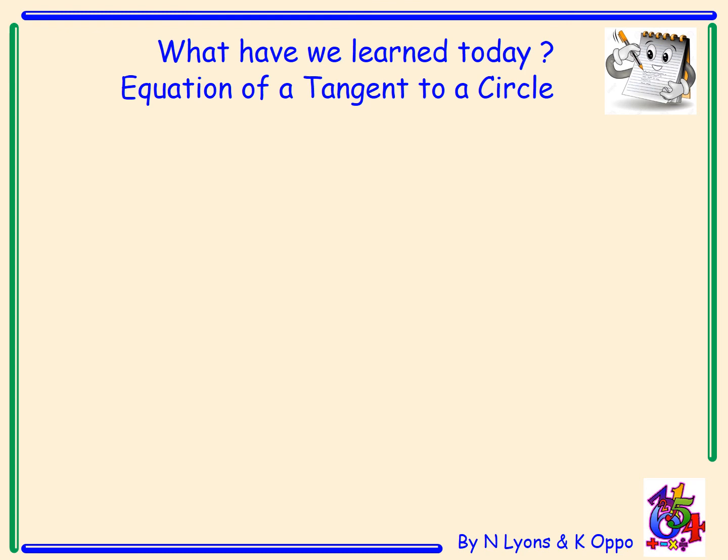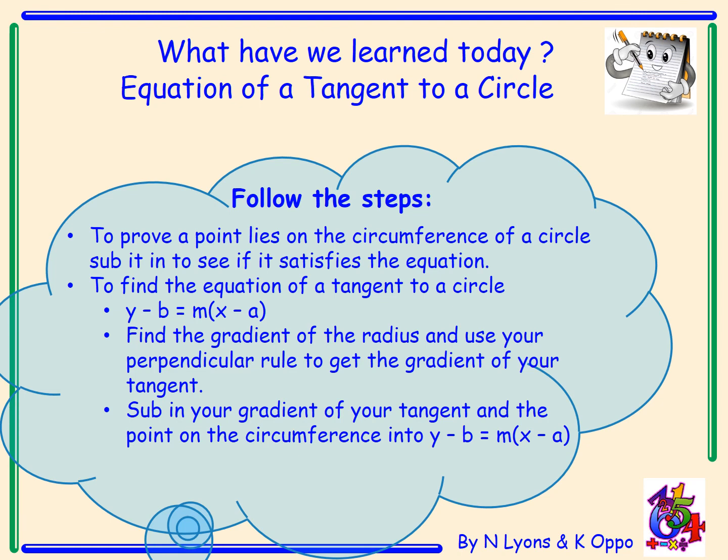Today we have learned about the equation of a tangent to a circle. To prove a point lies on the circumference of a circle, we sub it into the circle's equation to see if it satisfies it. And then to find the equation of a tangent to a circle, we would use y minus b equals m bracket x minus a. We need to find the gradient of the radius and use the perpendicular rule to find the gradient of the tangent. And then we'll sub in the gradient of the tangent and the point on the circumference into y minus b equals m bracket x minus a.